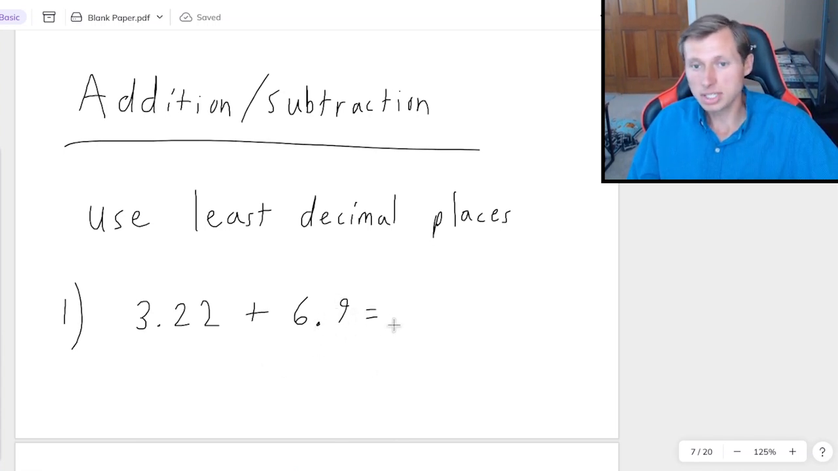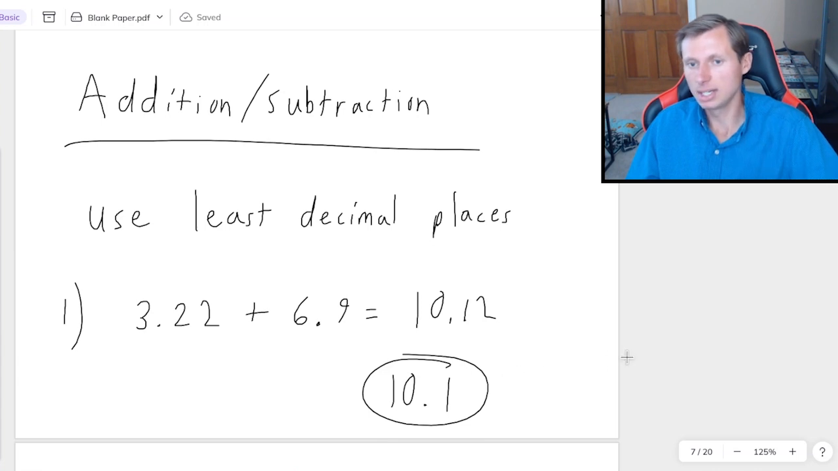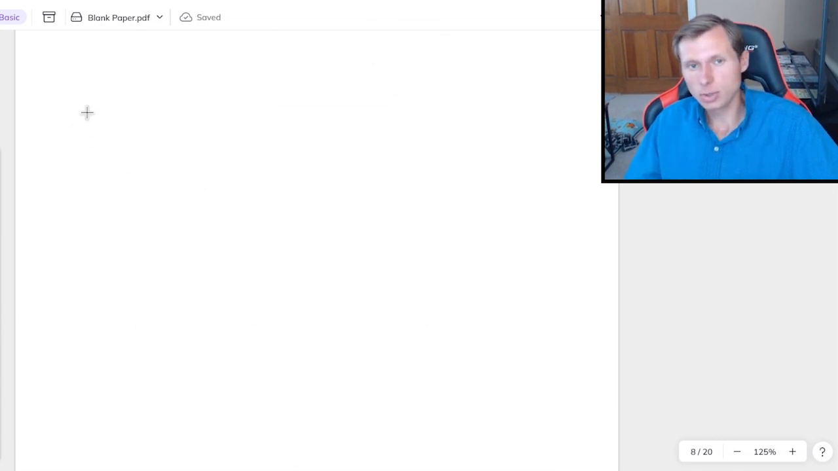So when I plug this in my calculator, 3.22 plus 6.9, I get 10.12 as my answer. This is not my final answer, because I need to stop at one decimal place. Always use the least number of decimal places. So I round to one decimal place. That will be 10.1, and 10.1 is my answer. So again, I don't even care about the number of sig figs exactly. It's all about the decimal places. Let's do a couple more.